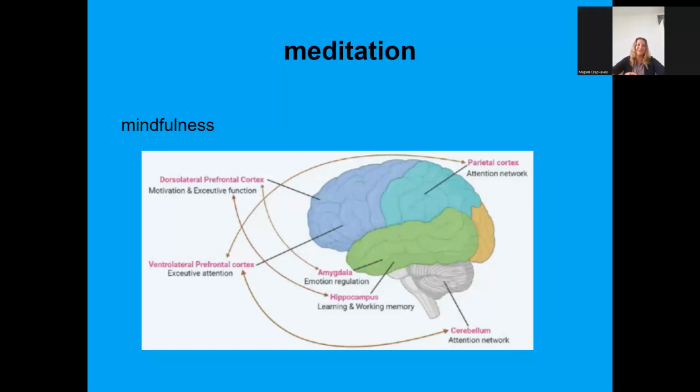Increased connectivity between the cingulate cortex region and the prefrontal cortex, and decreased connectivity between the anterior cingulate cortex region and the amygdala region, both of which may relate to emotional regulation in our brain. And lastly, increased connectivity between the cingulate cortex and the insula, which may relate to pain relief. Please, next slide.